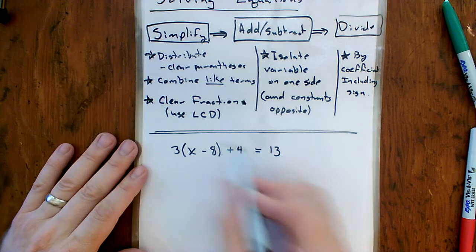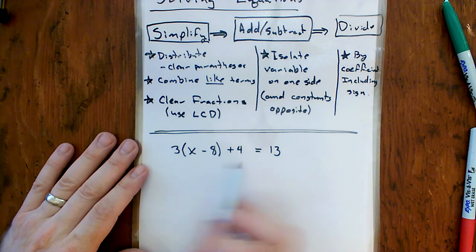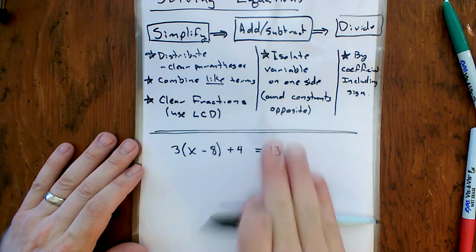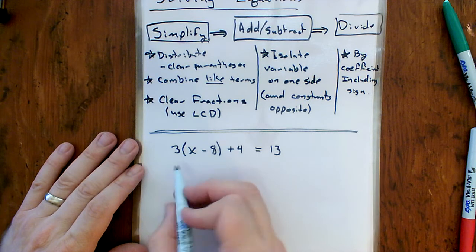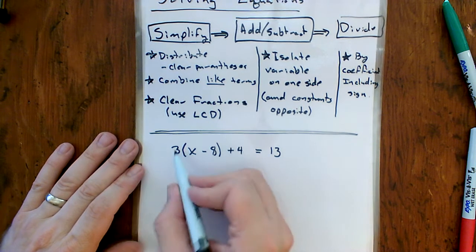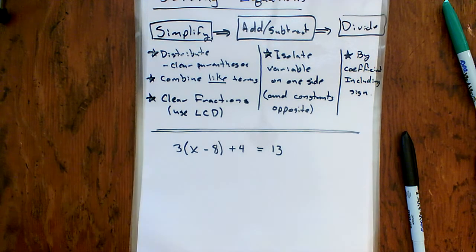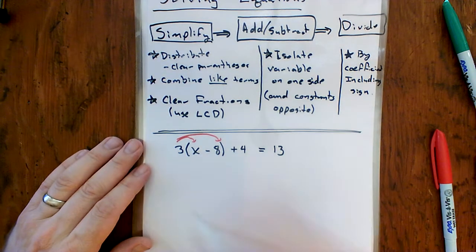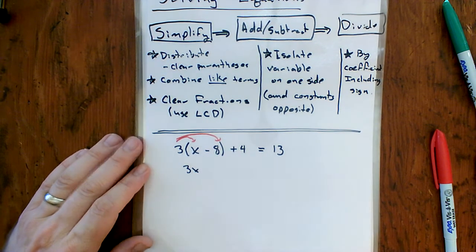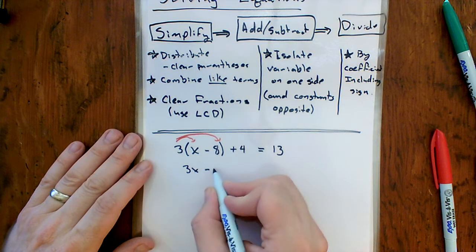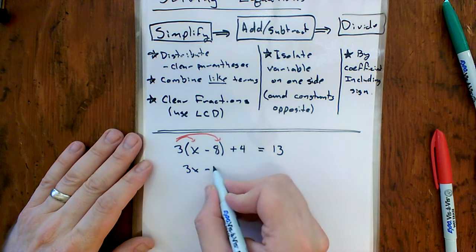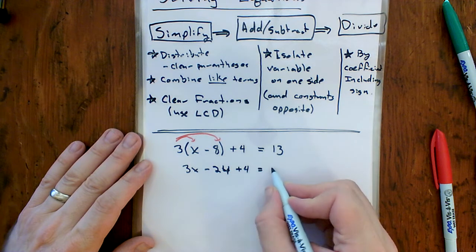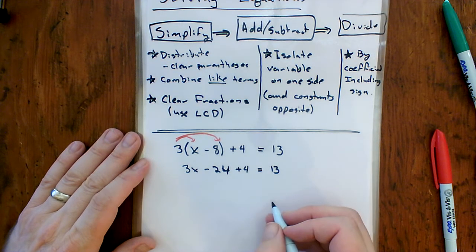So our first goal here is we're going to try to simplify this side. I can't really simplify that 13, so I'm going to just set that aside for now. But I can simplify this 3 times x minus 8 plus 4. And to do that, I'm going to distribute. So I only distribute into that set of parentheses. 3 times x is going to be 3x. 3 times 8 is going to be 24. So this is going to be 3x minus 24, and then plus 4 is equal to our 13.